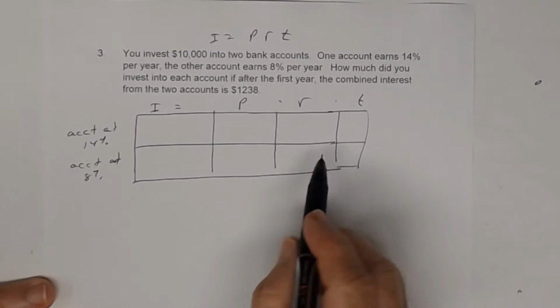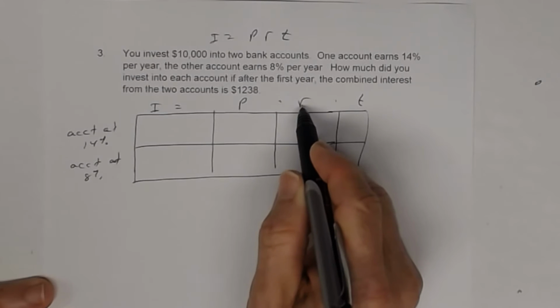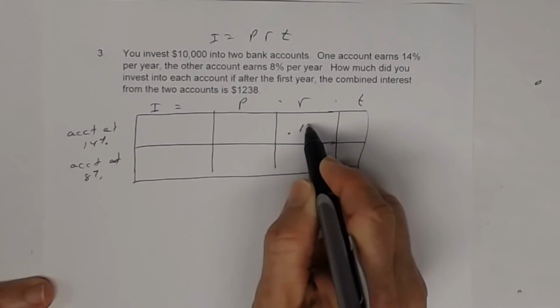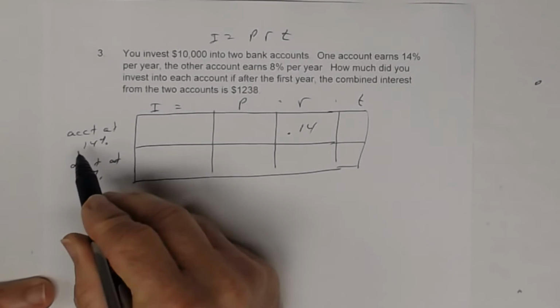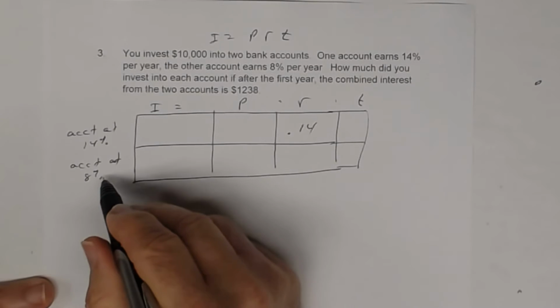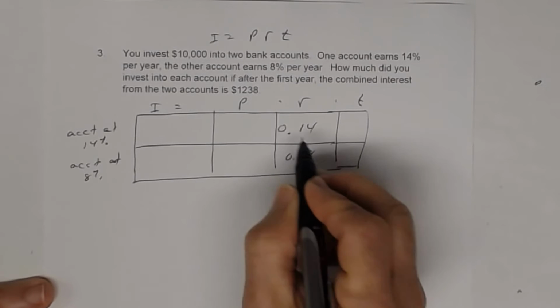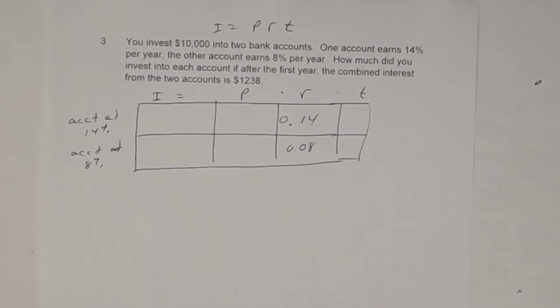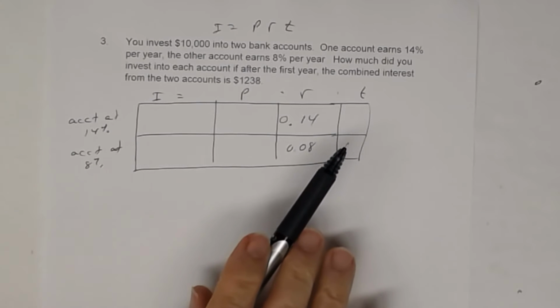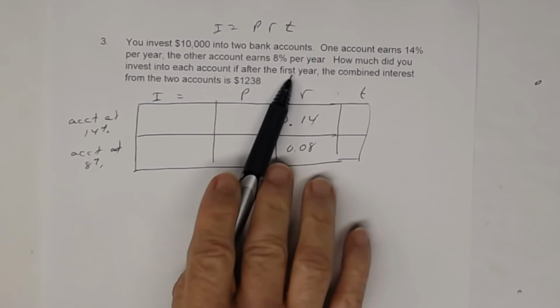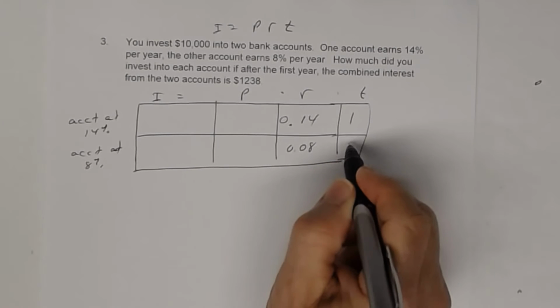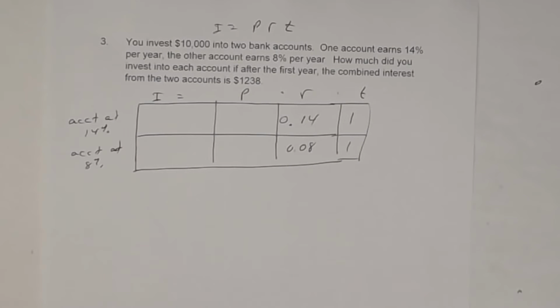That 14% as a decimal, remember, is 0.14: move the decimal point two places to the left. 8% as a decimal is 0.08. So 0.14, 0.08. Now let's talk about the time. Well, it says first year, right? So your time is just 1. That's simple.